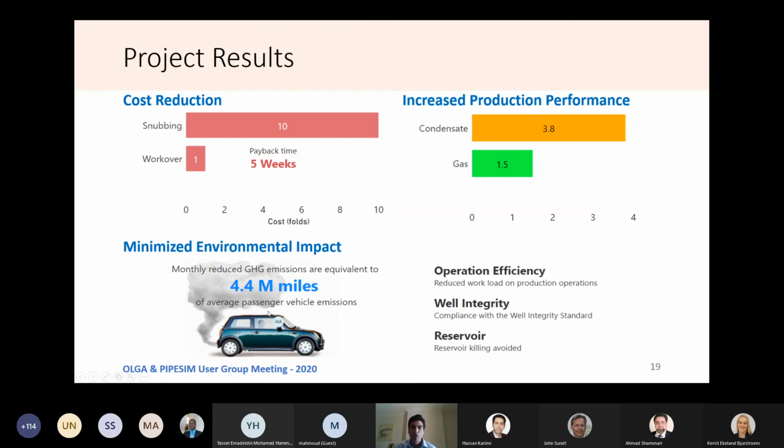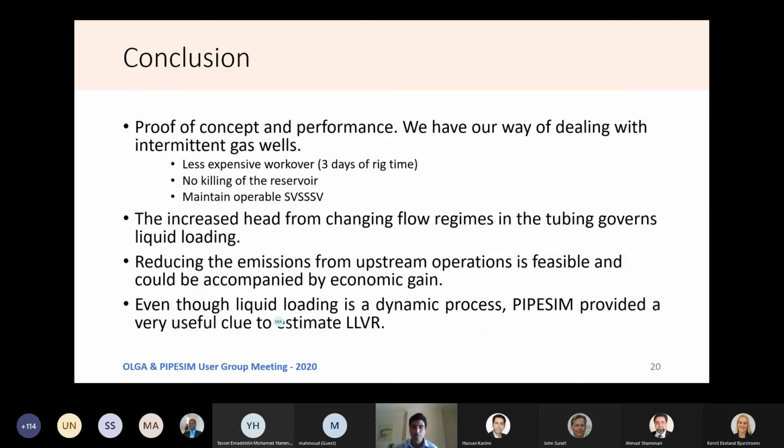And also we managed to achieve operational efficiency by reducing the workload on the production operation team, compliance with our well integrity standard, and we secured the well from killing. In conclusion, now we have our own way of treating intermittent gas wells that is less expensive and doesn't require killing, and allows for compliance with our well integrity standard. It's a very big problem in Egypt, as we even see from our colleagues in Apokir Petroleum. They were talking about liquid loading and intermittent gas wells as well.